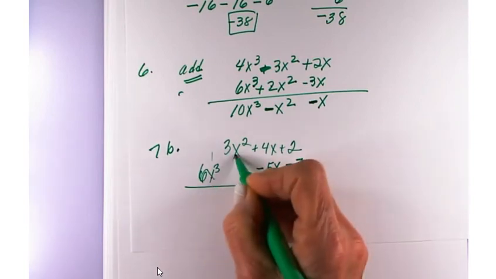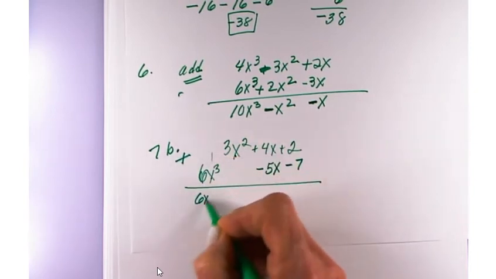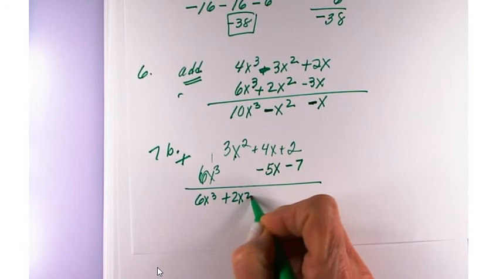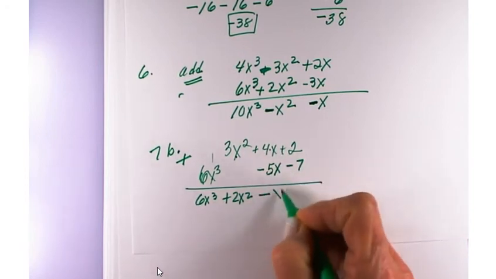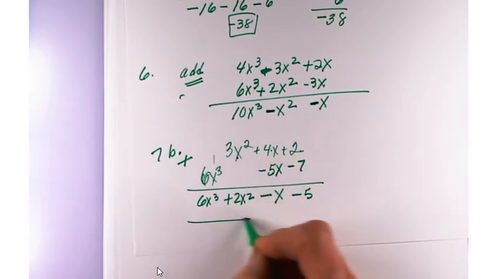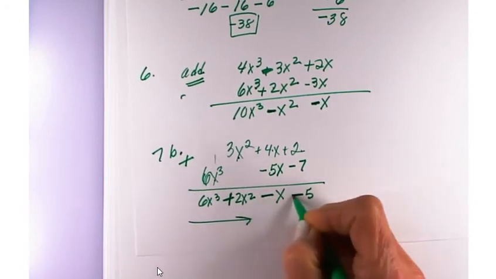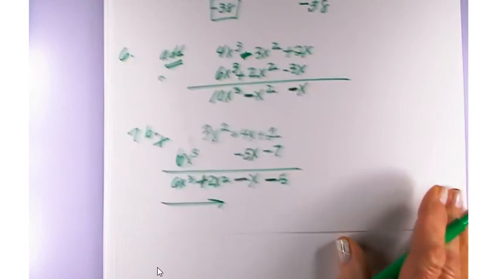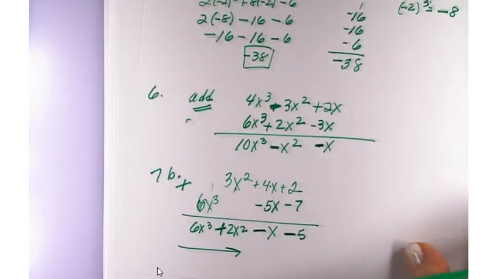So we're adding, and I get 6x cubed. I get 2x squared. 4 minus 5 is negative 1x. 2 minus 7 is negative 5. I think you're going to do better if you start from left and go to the right. You won't forget those minus signs there. Okay? So that was 7b. You probably don't need to do quite as many of these as you might have, just because we've added a lot of like terms. But 8b is subtraction.